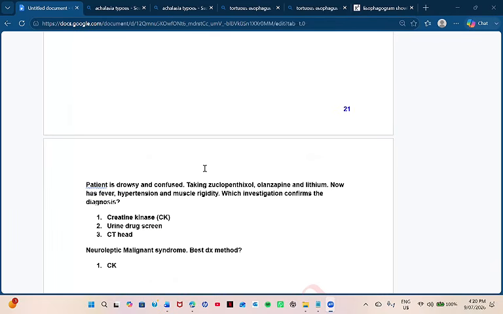The patient is drowsy and confused, taking zuclopenthixol, olanzapine and lithium, and now has fever, hypertension and muscle rigidity. Which investigation confirms the diagnosis? CK, urine drug screen, CT head. Then the next question is neuroleptic malignant syndrome, best diagnostic method. So two different recallers. What do you think, doctor? The first question, what is it?